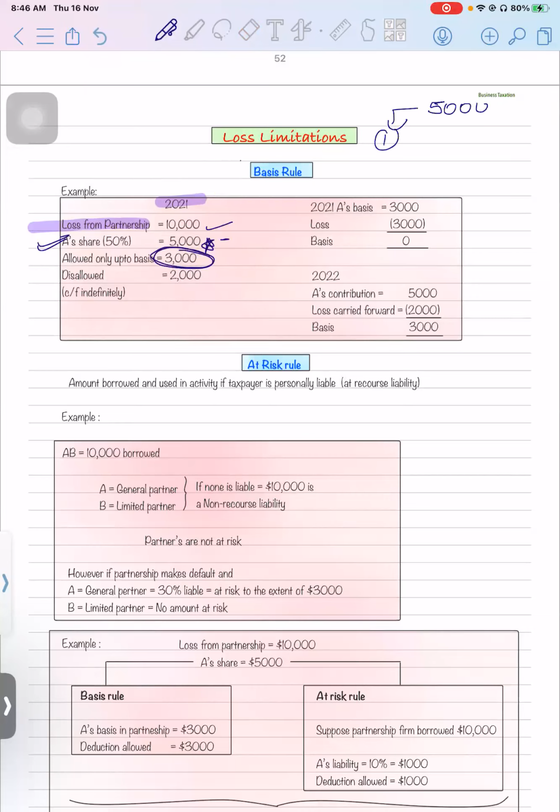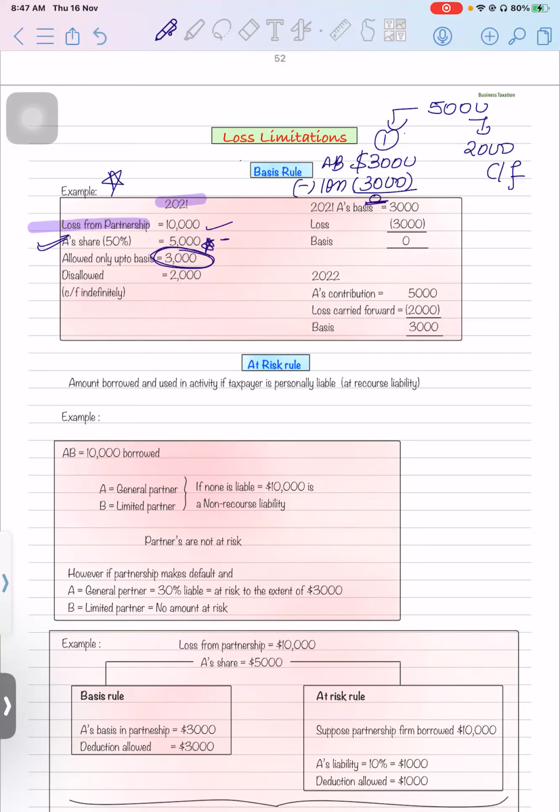First, it will get allocated to the basis rule. That is, 3,000 was his adjusted basis, minus the loss of 3,000 will be allocated over here. Okay, so $0 will be his new basis. What about the remaining 2,000? In this example, we have assumed there is no at risk for this particular partner. So this 2,000 will get carried forward.